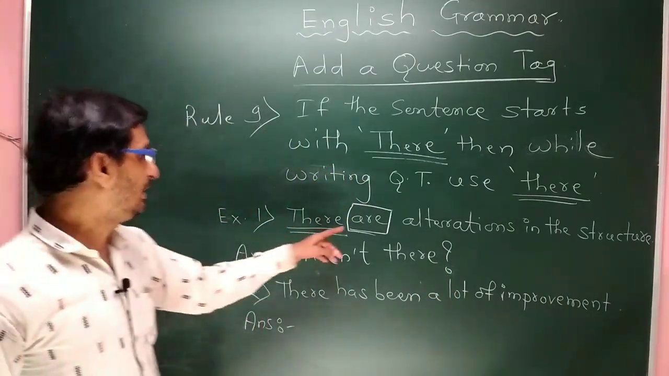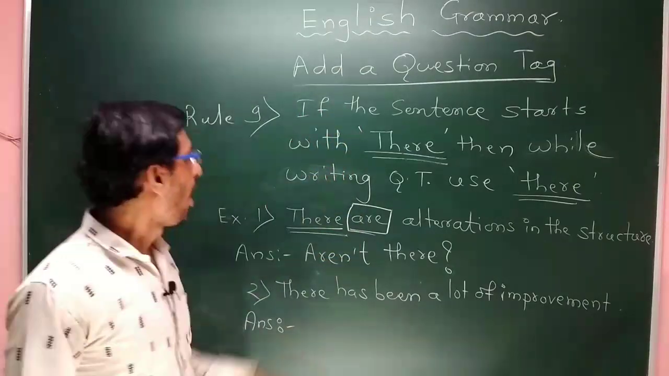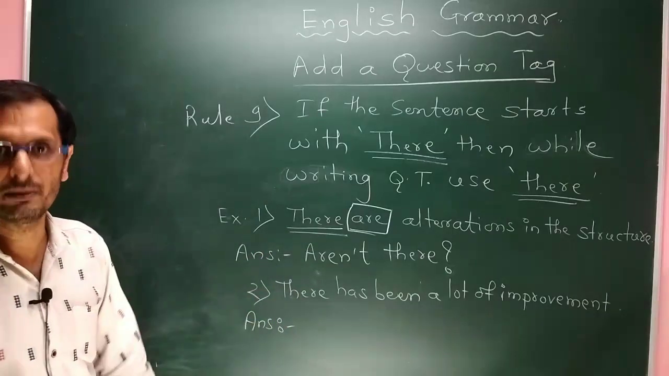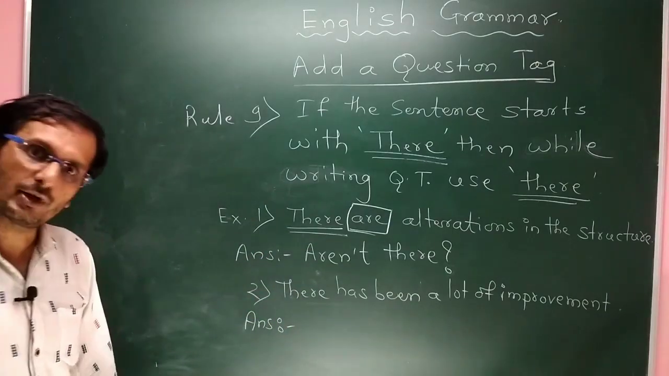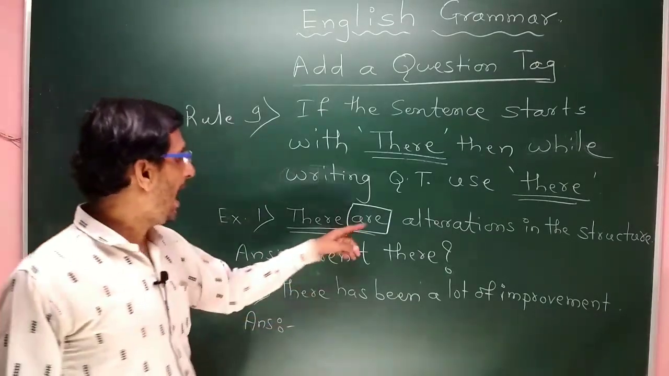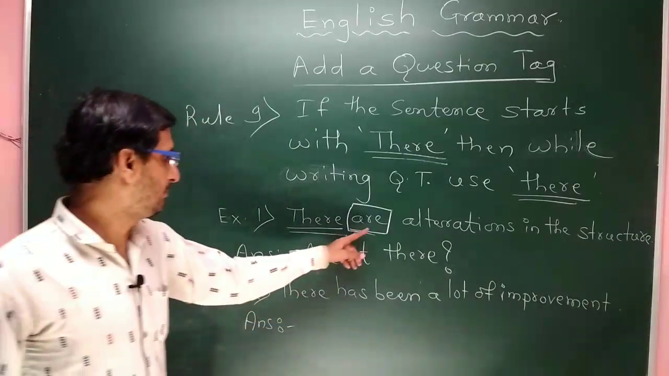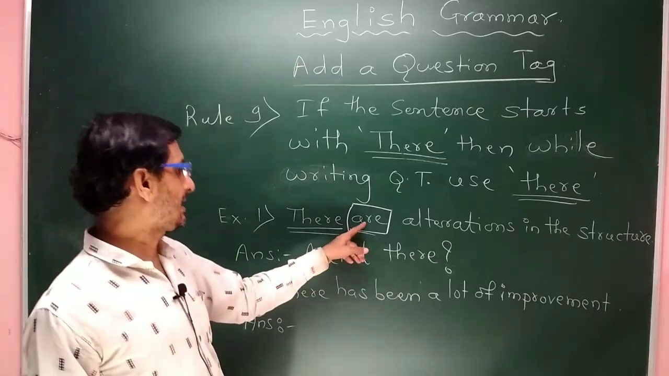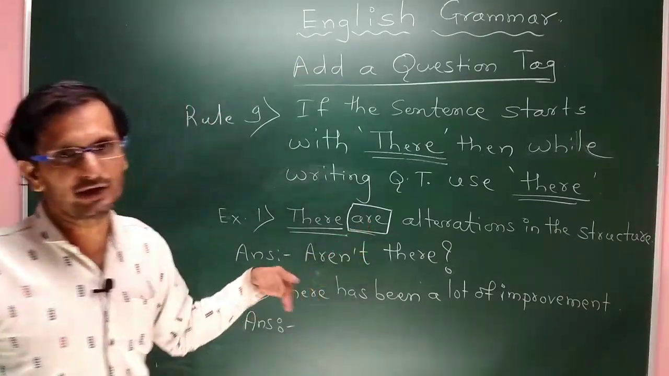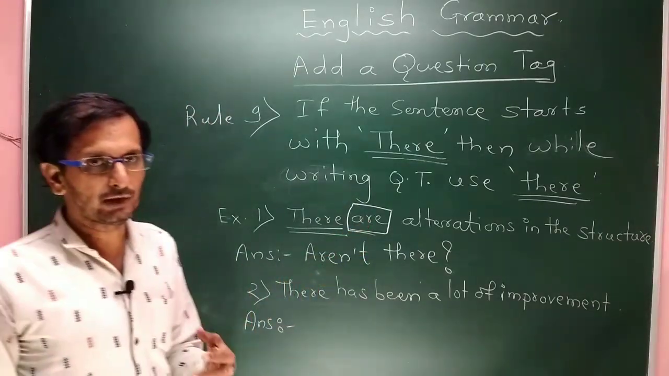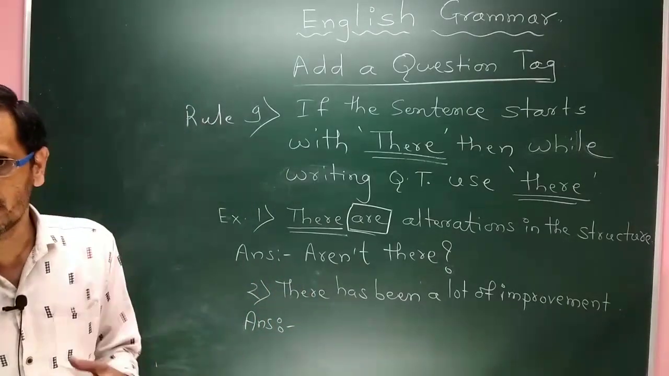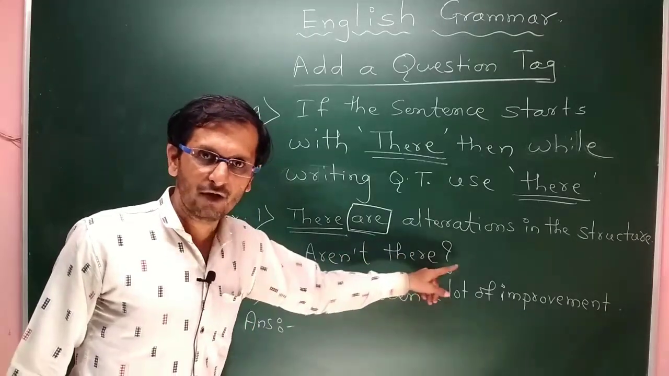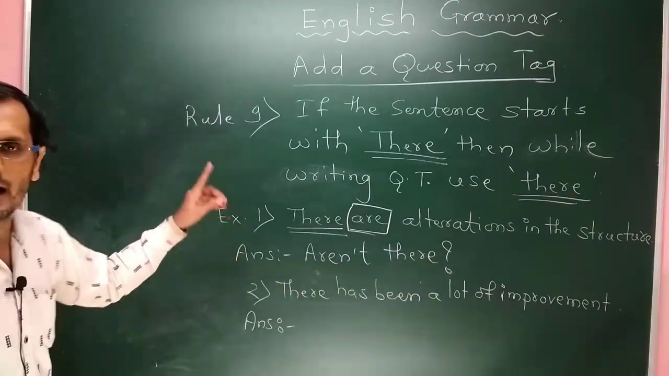So in this kind of sentence, you have to find out whether the sentence starts with "there", and then look for the main verb or helping verb, and accordingly write the answer. "Are" is a helping verb, and the sentence is positive, there is no negative word in it. As I already told you in rule number 1, if the sentence is positive, the answer will be negative, and if the sentence is negative, the answer will be positive. So "are" will become "aren't there?" This is the answer of example number 1.